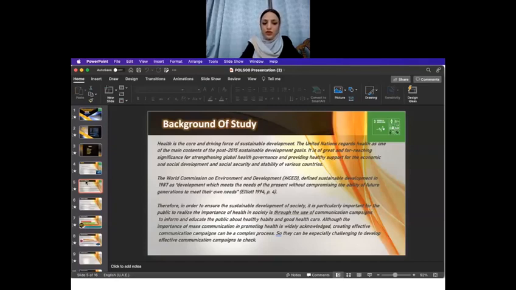Therefore, in order to ensure the sustainable development of society, it is particularly important for the public to realize the importance of health. Society does this through communication campaigns to inform and educate the public about healthy habits and good health care. Although this has been done many times to raise awareness, creating an effective communication campaign can still be a complex process, and especially challenging to develop.